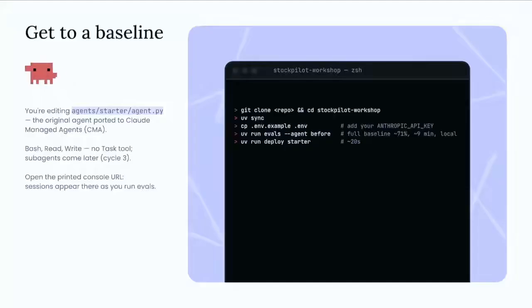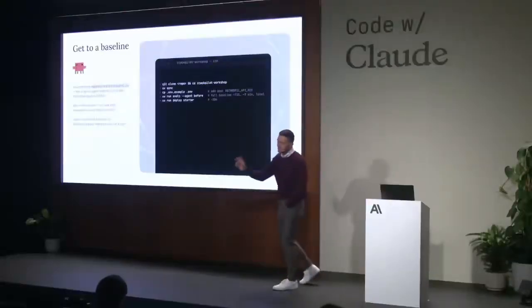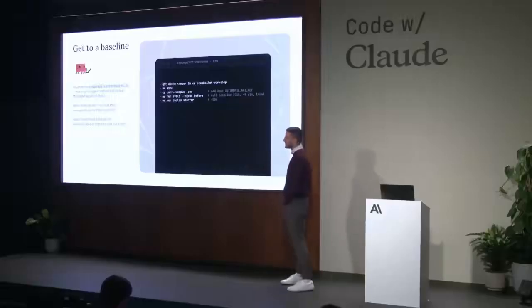We have a UV project that's set up, so we're going to run UV sync in order to make sure that we have all of our packages and our dependencies to be able to invoke the Anthropic SDK and then eventually deploy our agent to Claude managed agents. I mentioned previously that we're going to need an API key for this workshop as well. Using those credits that you got at the start of this session, you can go to your Claude console account and create an API key.